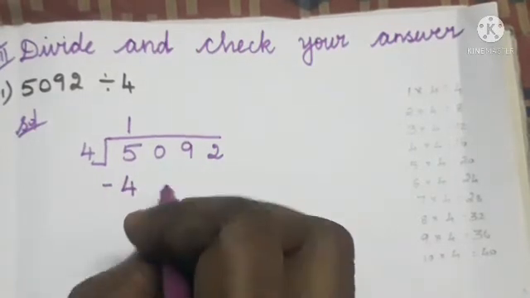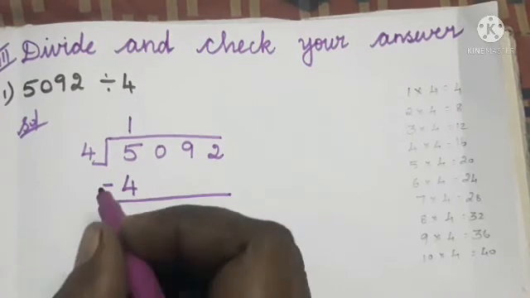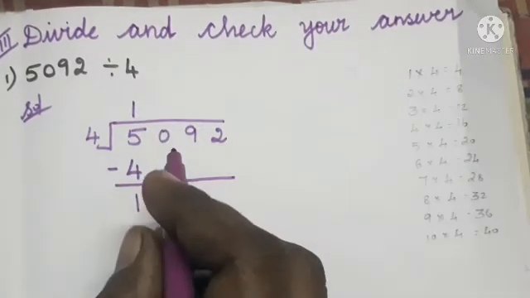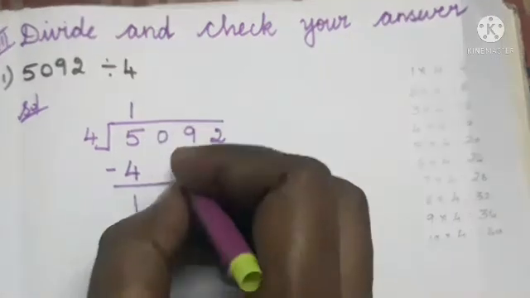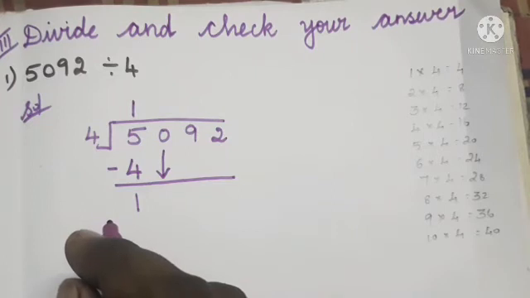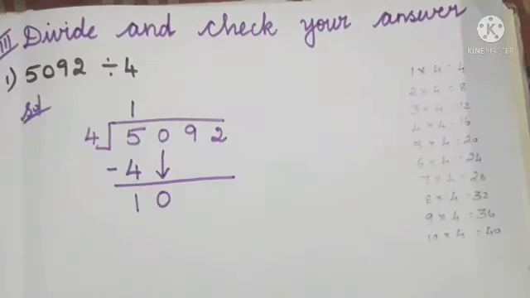Next we subtract the value. Here we have to subtract 5 minus 4. 5 minus 4 is what? Yes, 1. Next, the 1000 place is over. Next we have the 100 place value, so we bring down the 100 place value. In the 100 place, what value is there? Yes, we have 0. Now the remainder 1 and the 100 place value 0 make 10. Now we have 10.